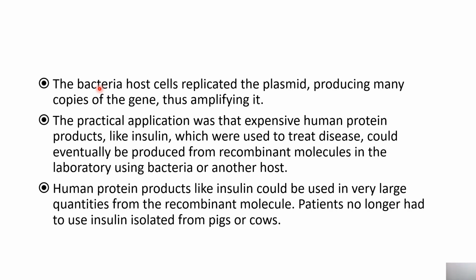So, the practical application was that expensive human protein products like insulin, which we use to treat disease, could eventually be produced from recombinant molecules in the laboratory using bacteria or another host, right? So there will be no scarcity of insulin if need be. Human protein products like insulin could be produced in very large quantities from the recombinant molecule. Patients no longer had to use insulin isolated from pigs or cows.